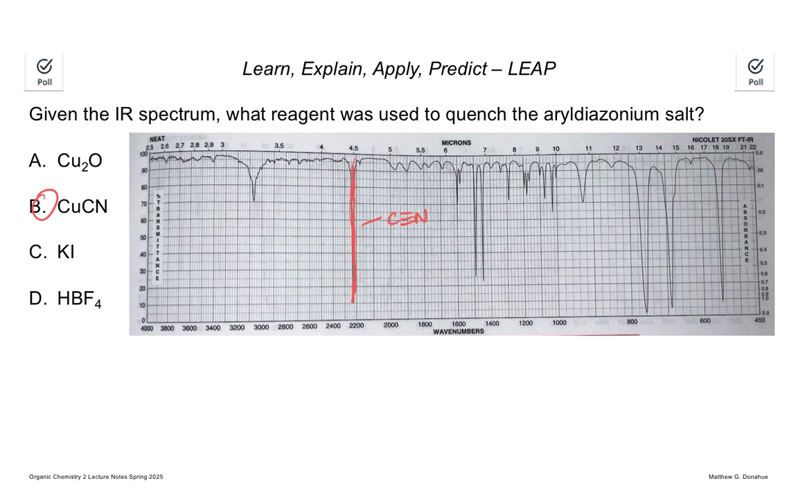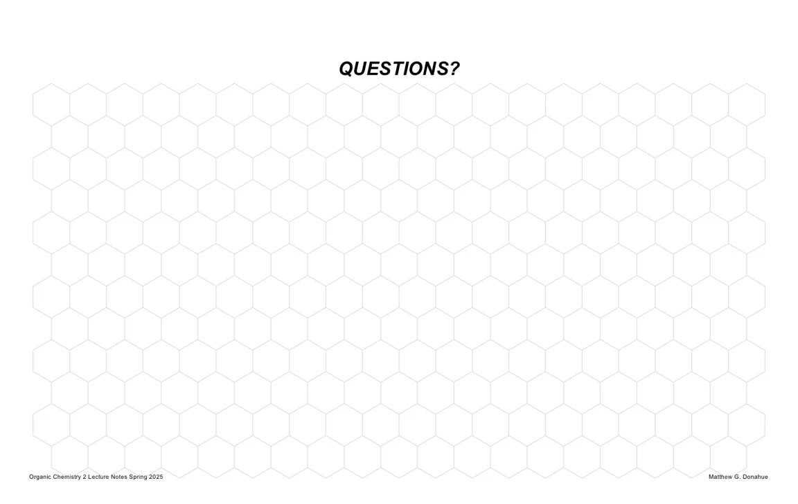Where does that peak also come from? The one between 3,000 and 3,200? Yes, sp2 C-H. So remember that because this is organic, all your molecules are going to have CH bonds. So that stuff will always be there. Any questions?